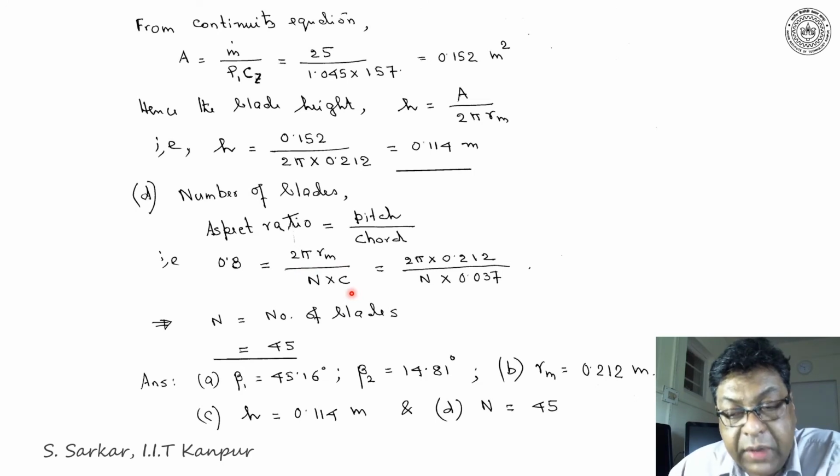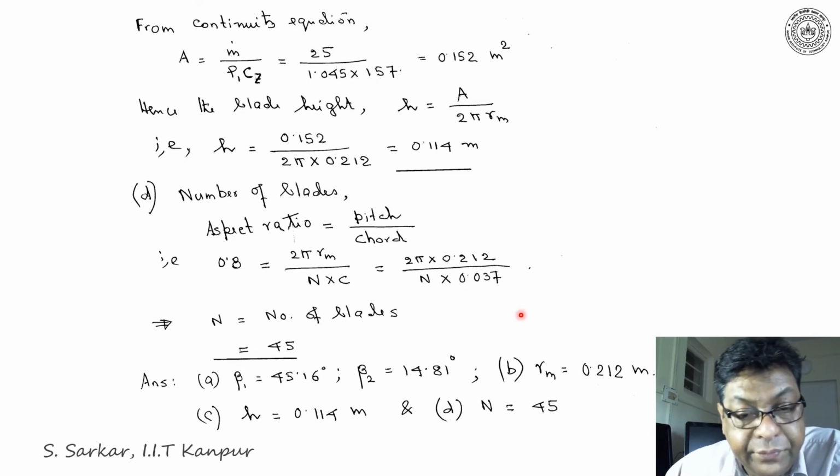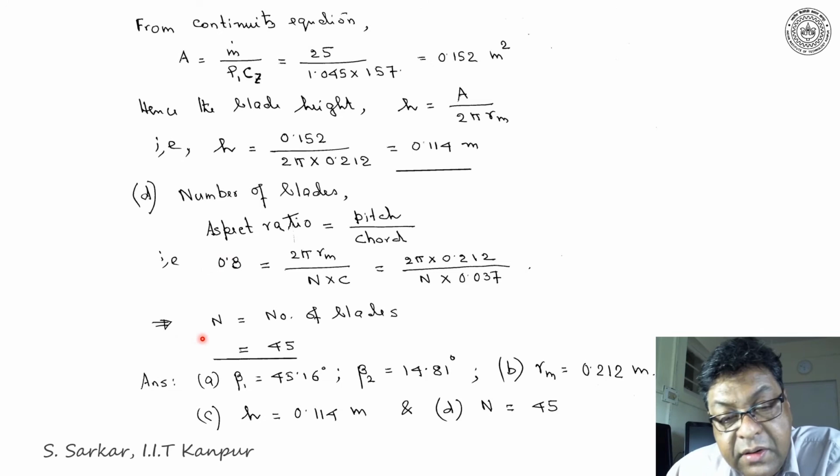C is the chord of the blade. The value is given here. So I have written 2 pi into 0.212 divided by n into 0.037. Thus, I have got n, the number of blades, as 45.